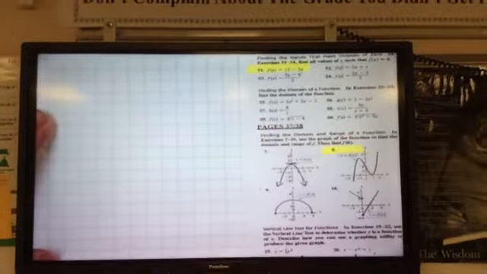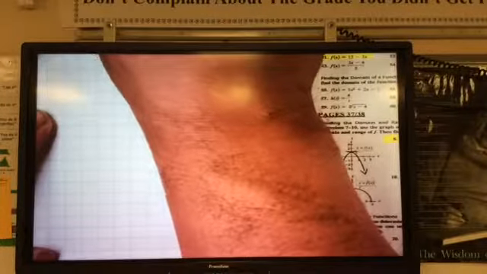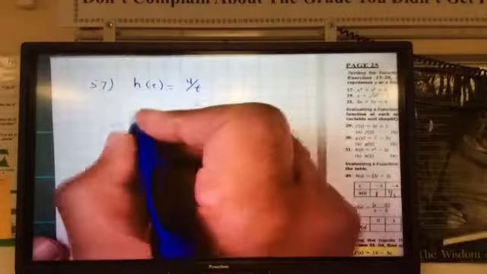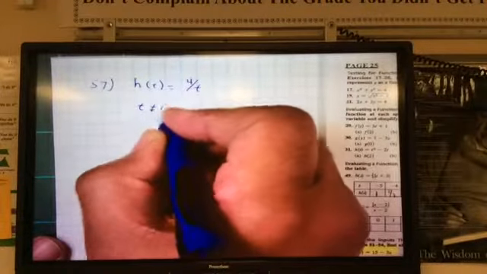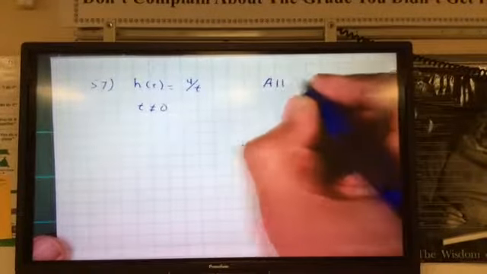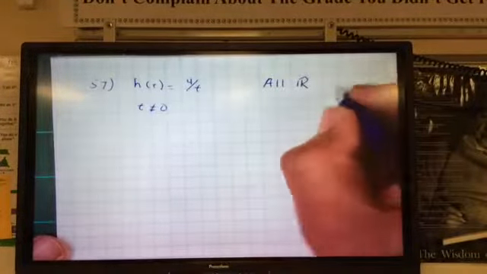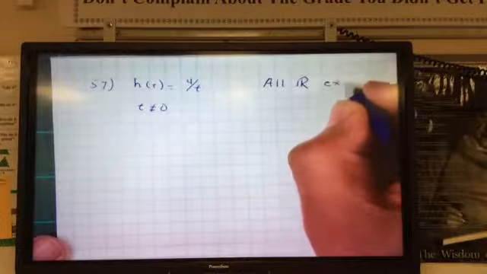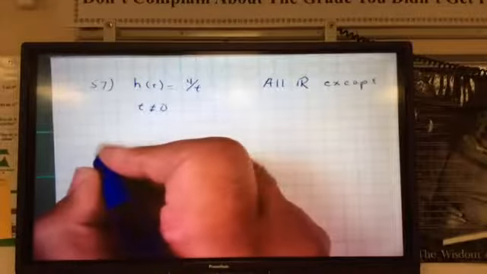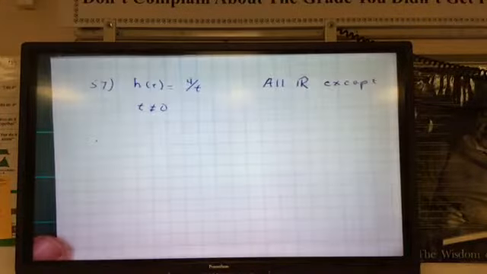In 57, we have h of t equals 4 divided by t. Pull that down a little bit. And since we can't divide by 0, that means t is not equal to 0. So the domain would be all real numbers. And that symbol there means all real numbers except 0.